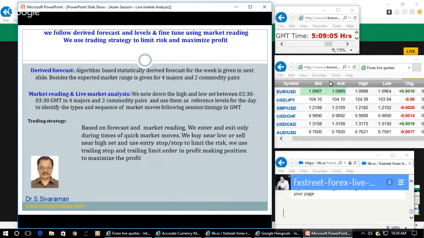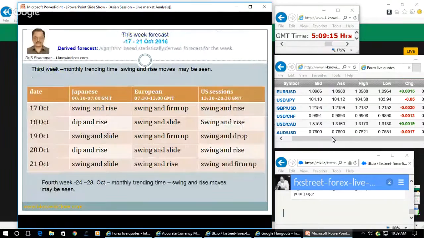The session timings are vital because we need to understand when the players are going to be very active, when they are going to be subdued, and when they are going to be active in specified measures. So we need to understand that. And once we understand, okay, they are going to handle euro now, then it is easy for us to take a position in euro so that we will be able to easily book profit.